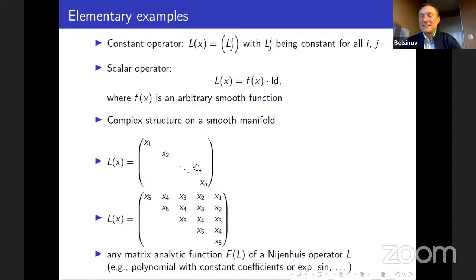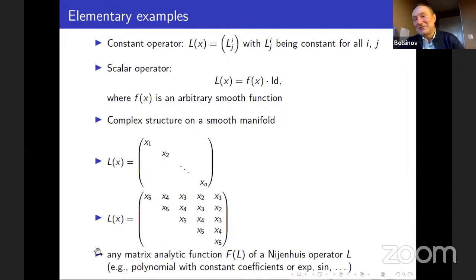Another example is just a diagonal operator. Each diagonal element is either just the corresponding coordinate or could be a function of this coordinate. And this is exactly an analog of the Darboux theorem in this case. If we assume that our operator is diagonalizable at each point and has distinct eigenvalues, then basically you can reduce it to this form. The next example is the sort of canonical form for this Jordan block. If I don't indicate elements in my matrix, it means that all of them are equal to zero.